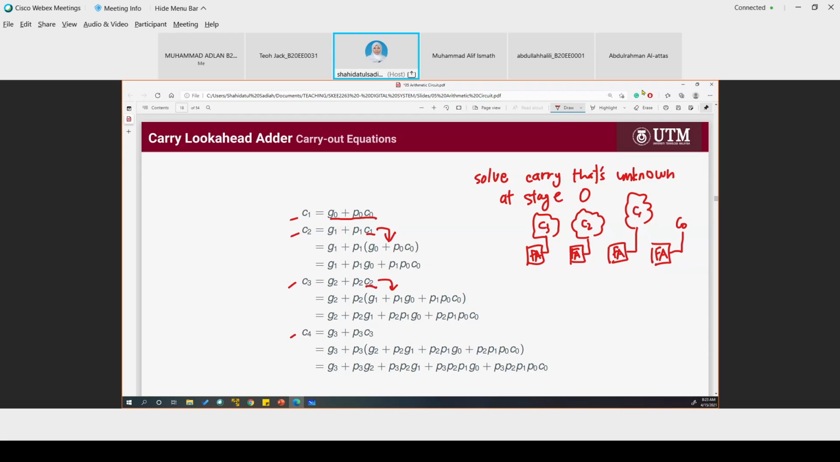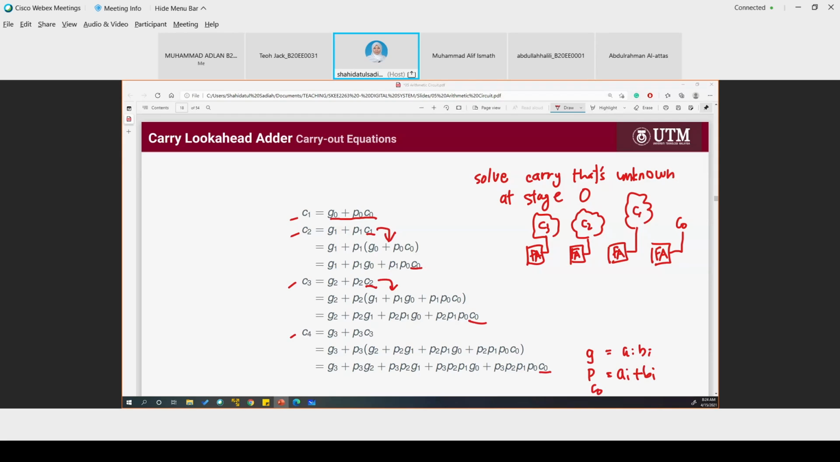So we can only have the equation with only G, P, and C0. Okay, at the end, we only have G, P, and C0. This is known as the first stage, stage 0. G is known as the first stage because G is AI, EI, and E is AI plus E.